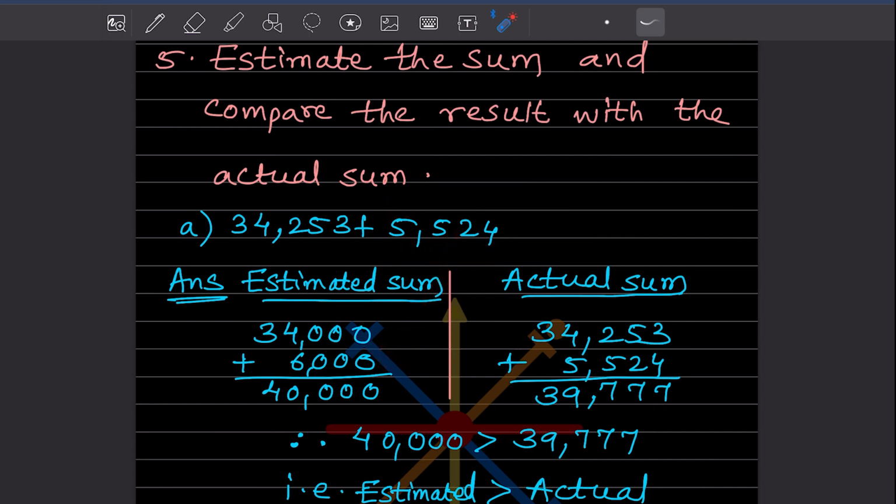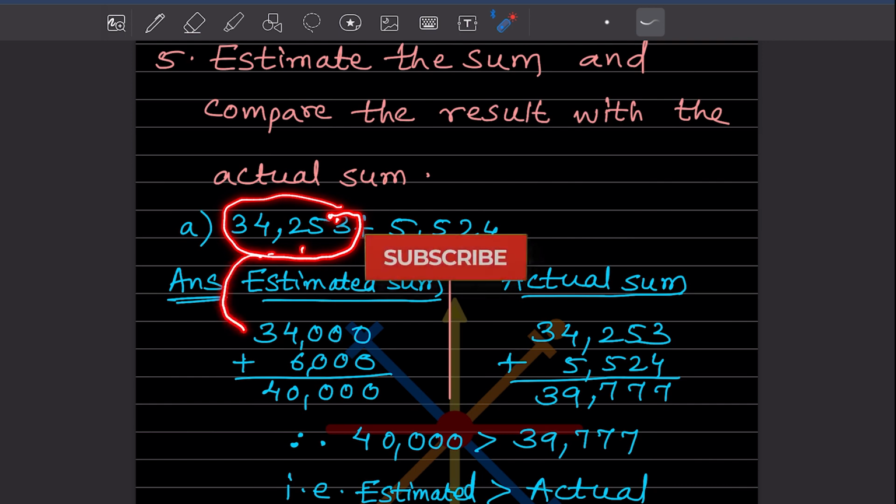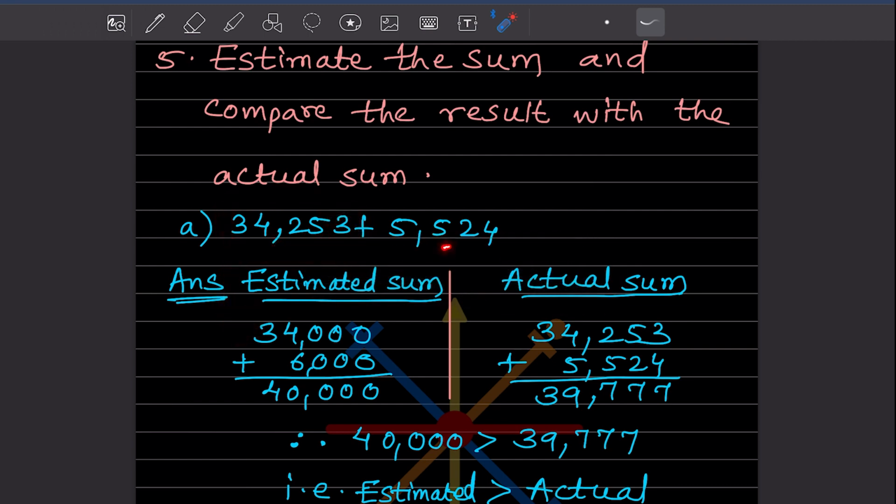I'm not going to show the rounding work in this video. I will just show you the other things, but for the rounding part you have to refer to the previous part. That will save time. So now 34,253 becomes 34,000, and 5,524 becomes 6,000. When you add them, you get 40,000. So this was about the estimated sum.